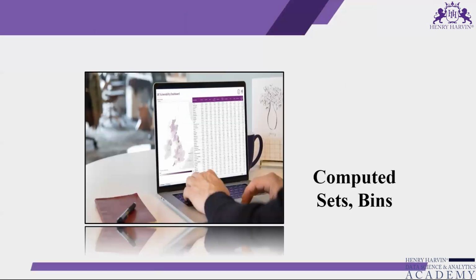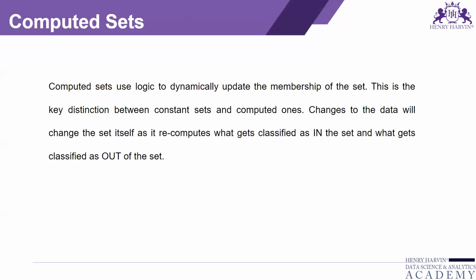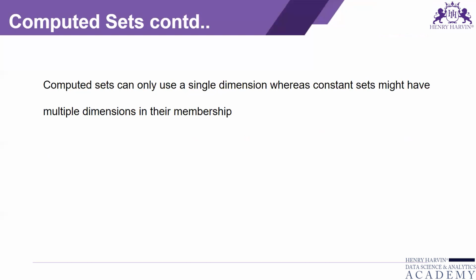Now the next one is computed sets and bins. Computed sets use logic to dynamically update the membership of the set. This is the key distinction between constant sets and computed ones. Changes to the data will change the set itself, as it recomputes what gets classified as in the set and what gets classified as out of the set. Computed sets can use only a single dimension, whereas constant sets might have multiple dimensions in their membership.